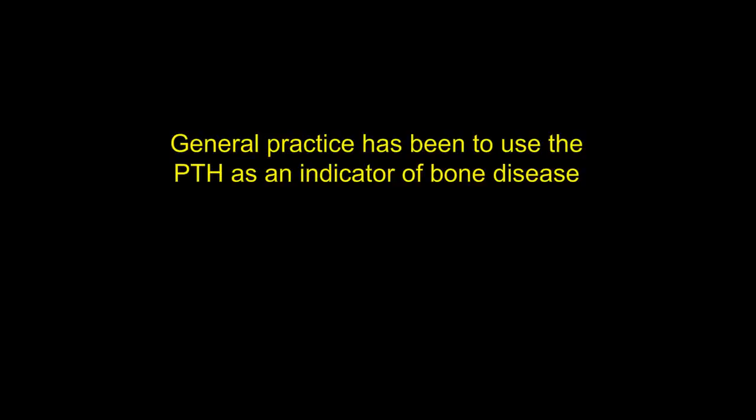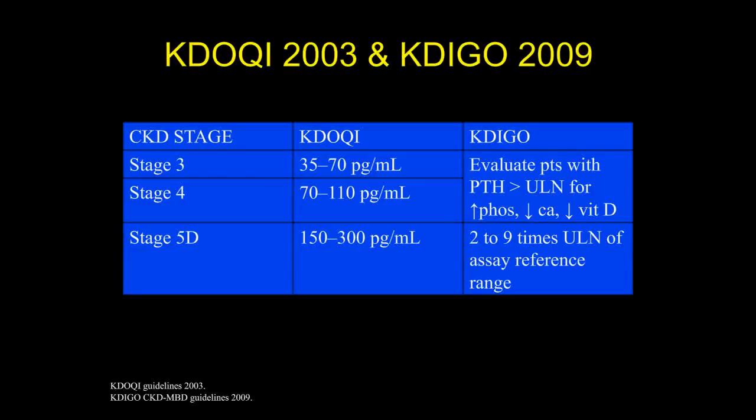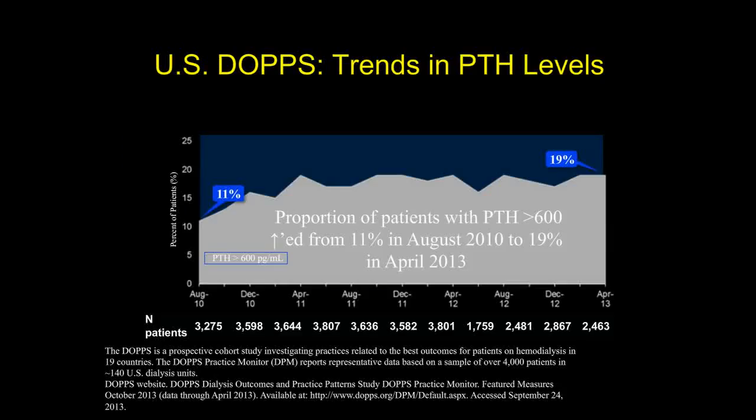So our clinical practice really has been to use the parathyroid hormone as an indicator of bone disease. Again, Dr. Martin went over this earlier, giving you the KDOQI and KDIGO guidelines of PTH. Again, we focus mostly on stage 5. I will say that as these guidelines were developed, there was not a whole lot of evidence necessarily to support them. This is looking at parathyroid hormone concentrations from the dialysis outcomes practice group that scans all dialysis patients.